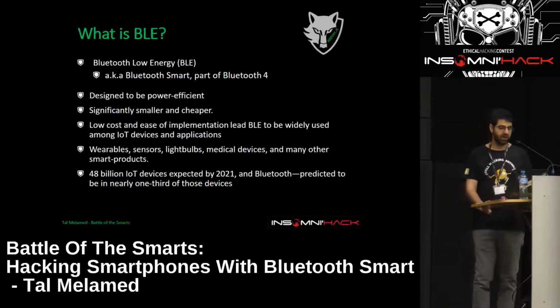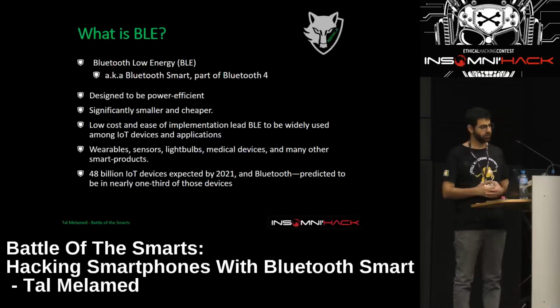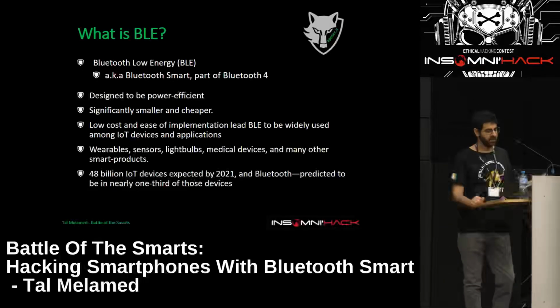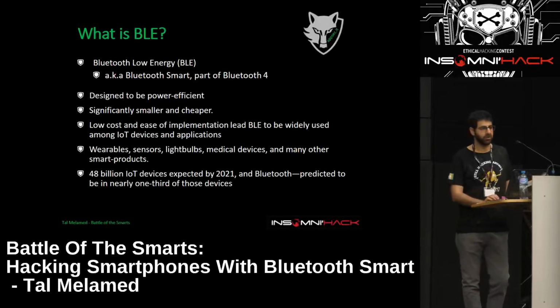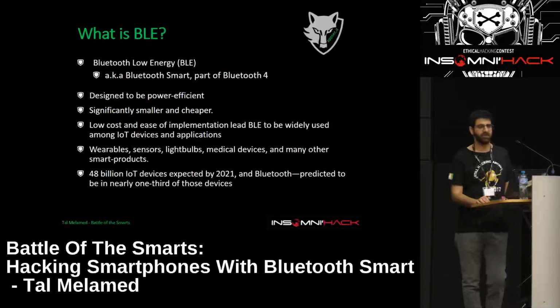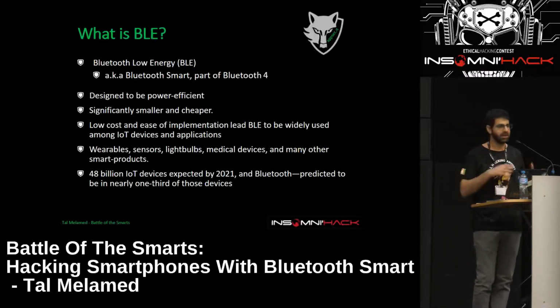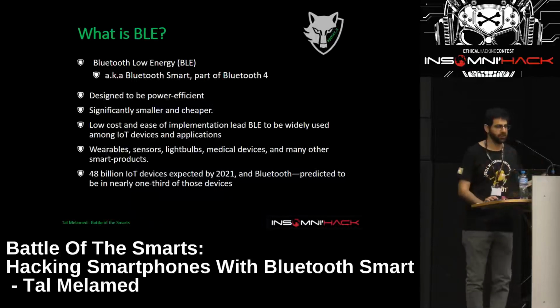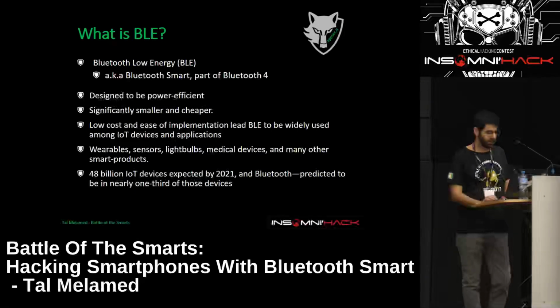Okay, let's start. What is BLE? Shortcut for Bluetooth Low Energy, also called Bluetooth Smart, hence the title. It is part of Bluetooth 4.0. It is designed to be power efficient, smaller and cheaper. IoT now is everywhere. I'm pretty sure that half of you wear something that is related to IoT. So it's designed to be smaller, more efficient, low cost, so we can actually start developing a lot of stuff using BLE.